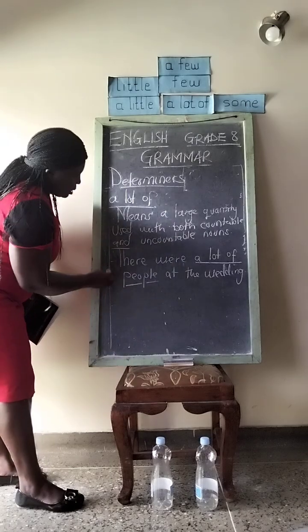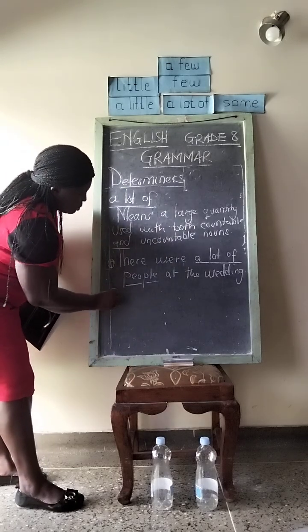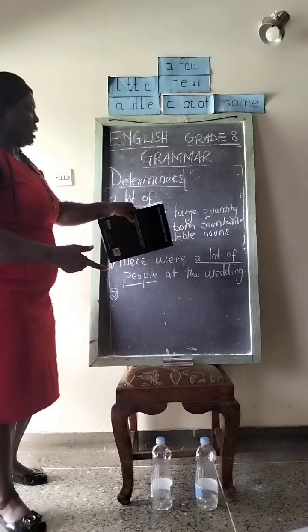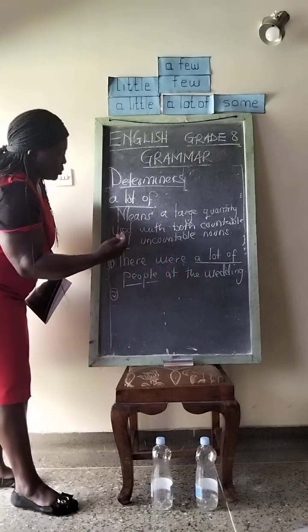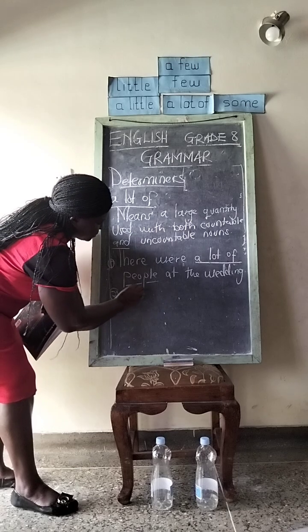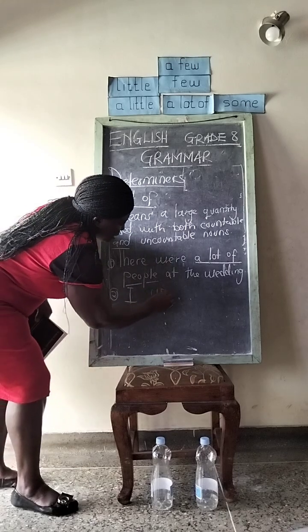Now you can also use a lot of, remember it is used with both countable and uncountable nouns. You can also use it with an uncountable noun. For example, water. You say, I usually drink.